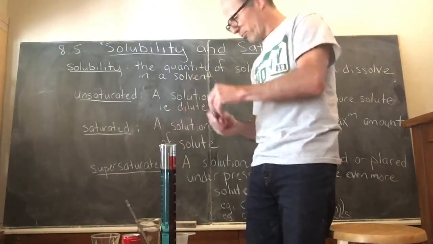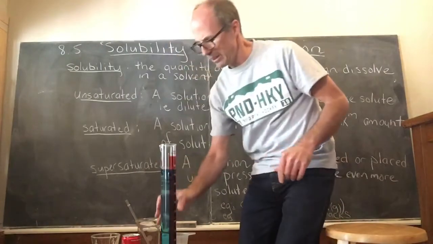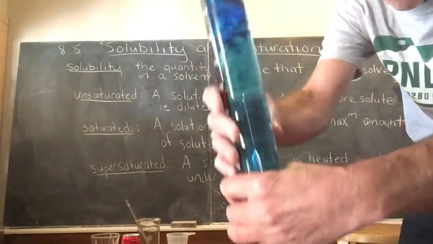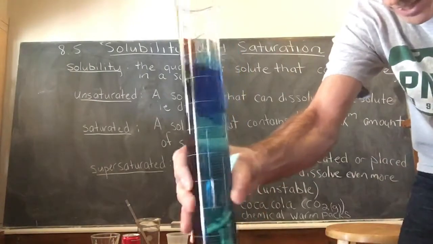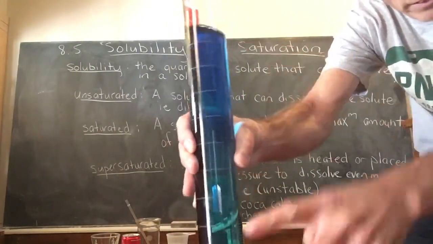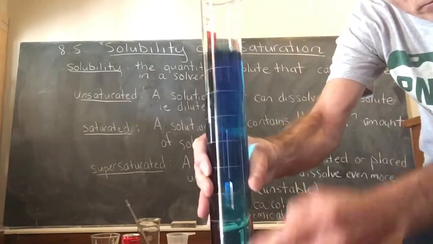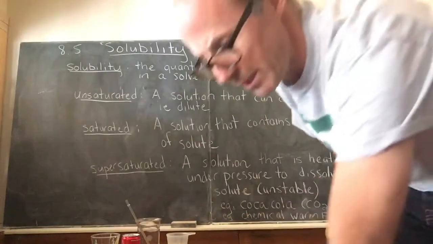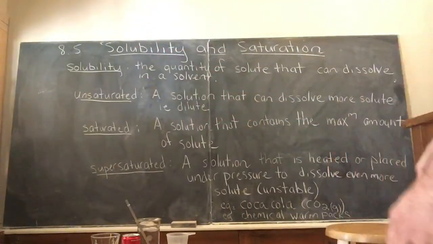With a few drops of food coloring, you can see if I mix it, clearly it's not uniform at this point, but as soon as I mix that, it's more concentrated here than it is down here. I'm not going to mix this entirely, but you get the idea. So that would be unsaturated.